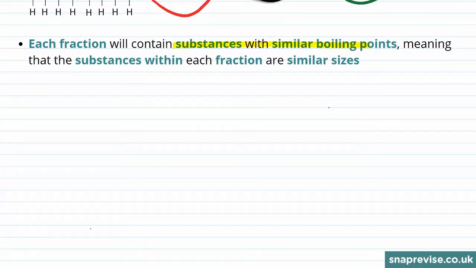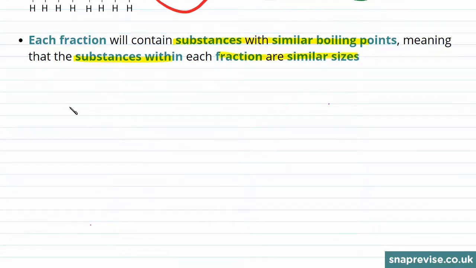Again, if you've seen our video on crude oil, you'll know that the boiling point of an alkane is dependent on the length of its carbon chain, with alkanes with longer carbon chains having higher boiling points than alkanes with shorter carbon chains. Because fractional distillation separates substances by boiling point, the substances within each fraction, which have similar boiling points, will also be similar size to each other.